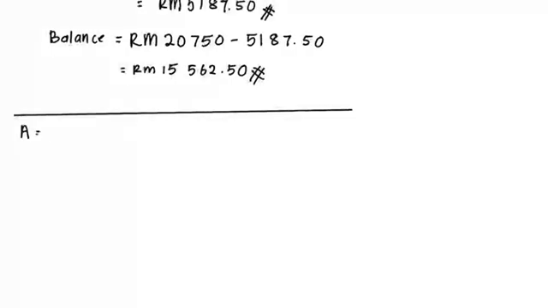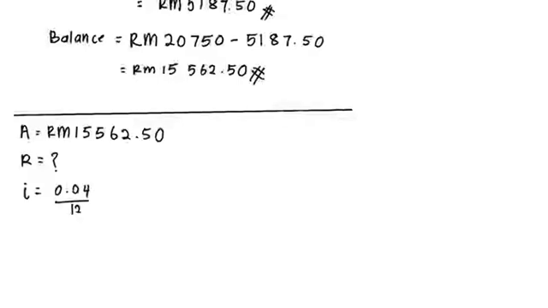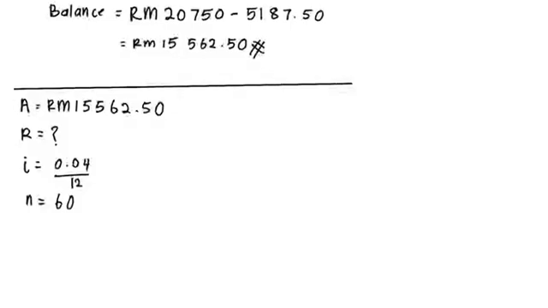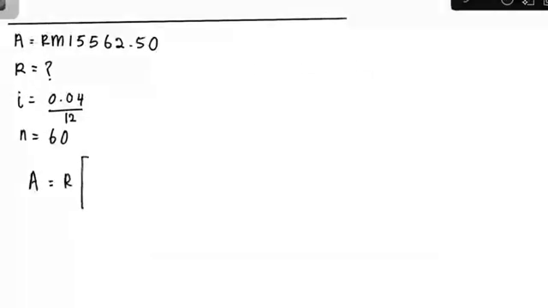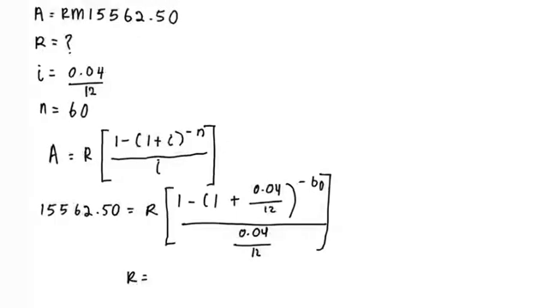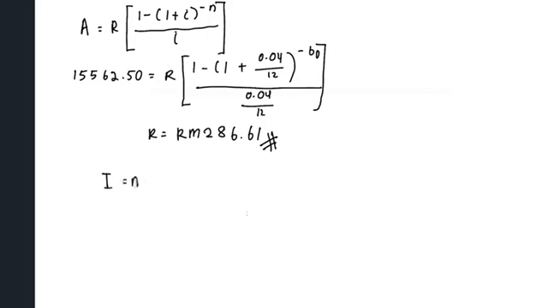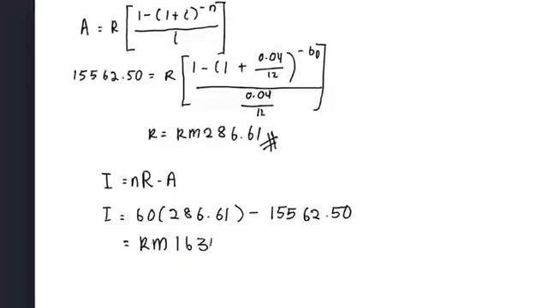So let's calculate the monthly payment. First we need to fill in all of the information given: R is unknown, i is 0.04 over 12, and n is 60. The formula I'm going to use is A equals R [1 minus (1 + i)^(-n)] over i. So the answer for R is 286.61 ringgit. And the last one, let's calculate the interest charge, which is I equals nR minus A. And this is the answer.